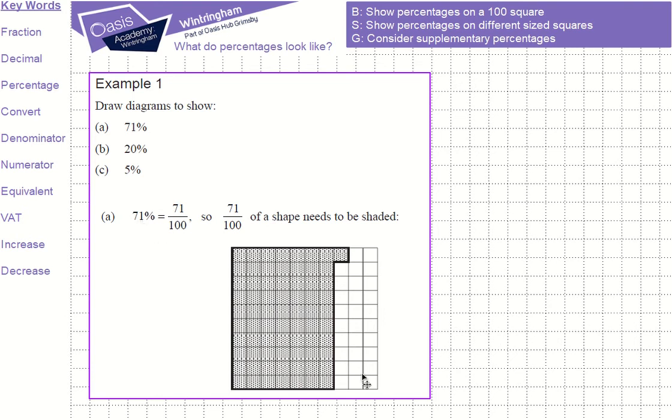There will be other ways that you can shade these squares, so I could have chosen to do 7 rows and an extra 1. That would have been fine as well. This is just showing you one example of how it could look like.